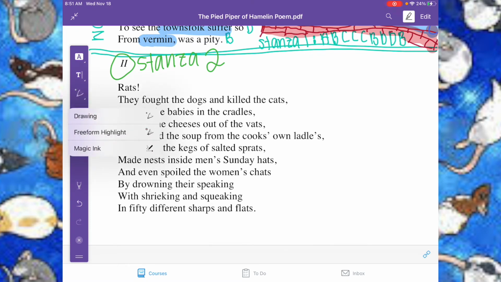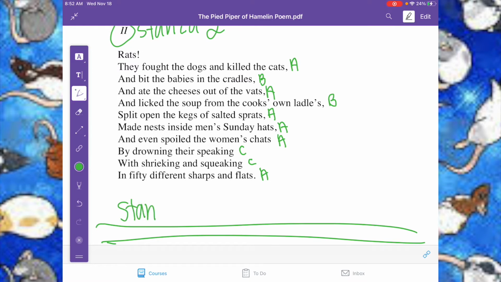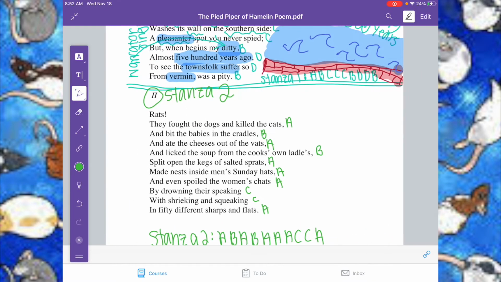Okay, so this is not a small rat problem. This is a big rat problem. So let's take a look at some poetic elements first. So let's do a rhyme scheme here. We have cats, and we'll just start a new rhyme scheme on our stanza 2. Cats and vats and sprats and hats and chats and flats. These are all A. Then we have cradles, ladles, and we have speaking and squeaking. So our stanza 2 rhyme scheme is going to be A, B, A, B, A, C, C, A.